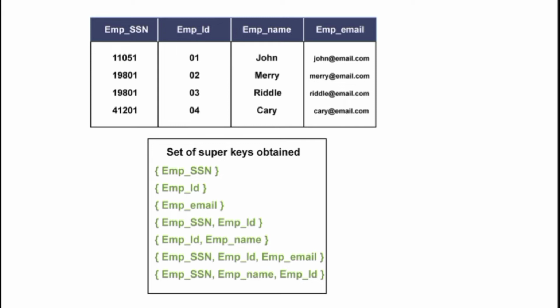So here employee SSN is eligible to become a primary key. Employee ID is eligible to become a primary key. That's why it's a candidate key. Employee name and employee email are not eligible to become a primary key because the data can be repeated here. That's why employee name and employee email are not candidate keys, right? That's why they are considered non-prime attributes: employee name and employee email. Employee ID is eligible to become a primary key.